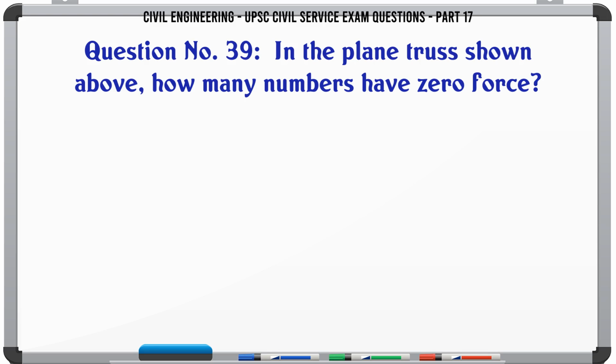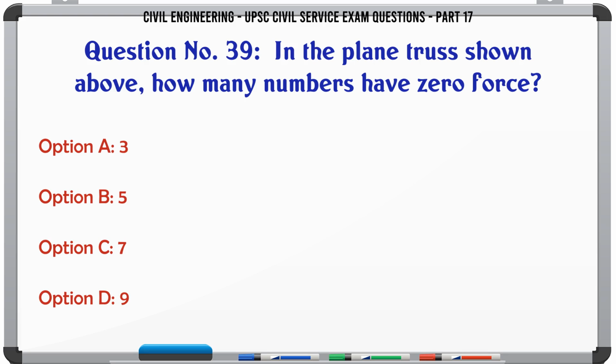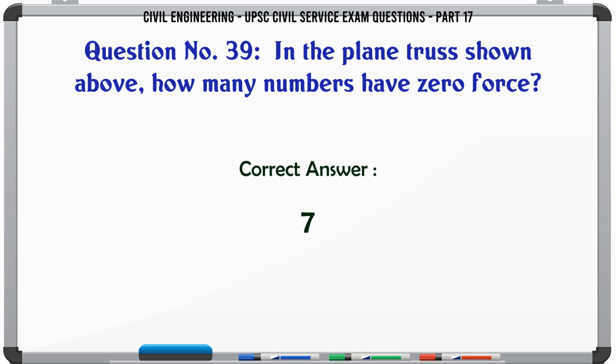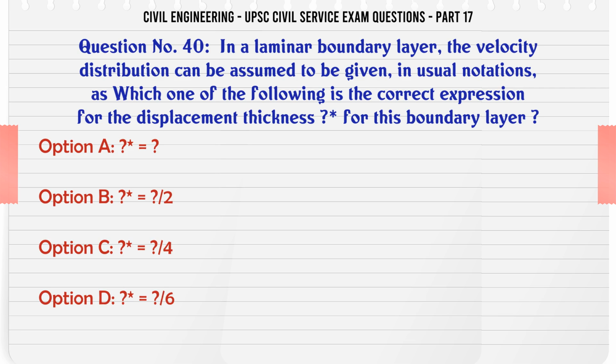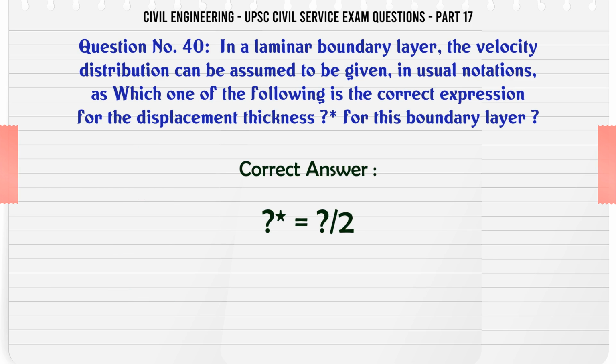In the plane truss shown above, how many members have zero force? A. 3. B. 5. C. 7. D. 9. The correct answer is 7. In a laminar boundary layer, the velocity distribution can be assumed to be given in usual notations. Which one of the following is the correct expression for the displacement thickness for this boundary layer? A. δ/2. B. δ/4. C. δ/6. The correct answer is δ/2.